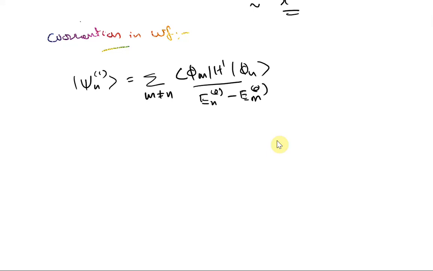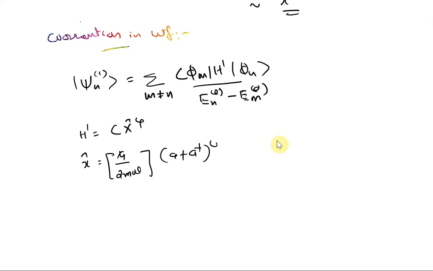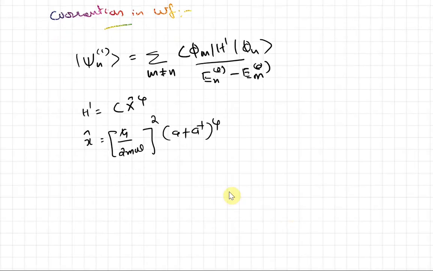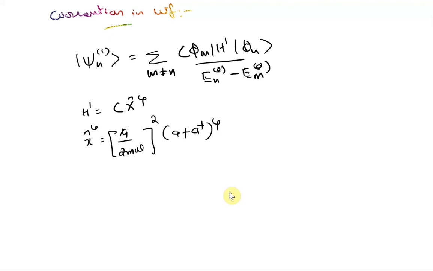Okay, let's begin by putting some values here. We know h prime is nothing but hp, which is c x cap raised to 4. x cap is nothing but h cross by 2 m omega, or in terms of k we have rewritten it, a plus a dagger whole raised to 4, and this whole to the power 2 it will come. That is actually x prime raised to 4.